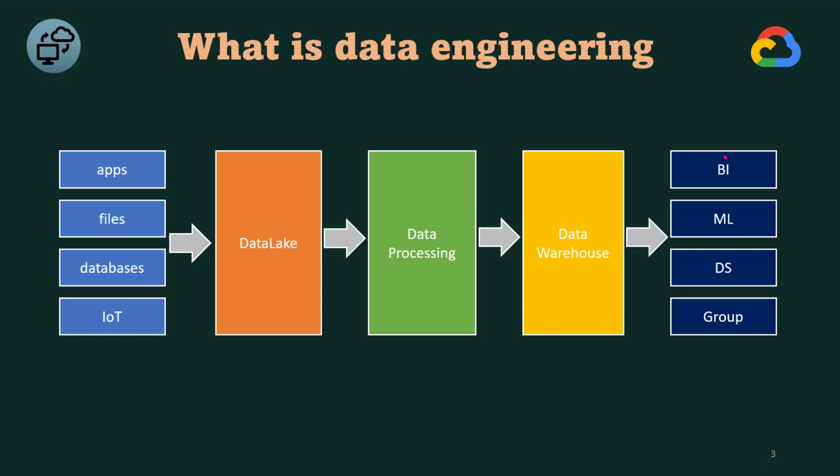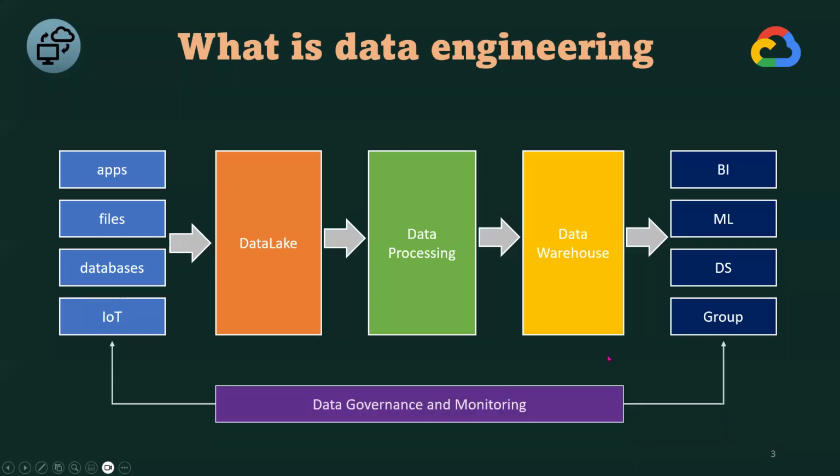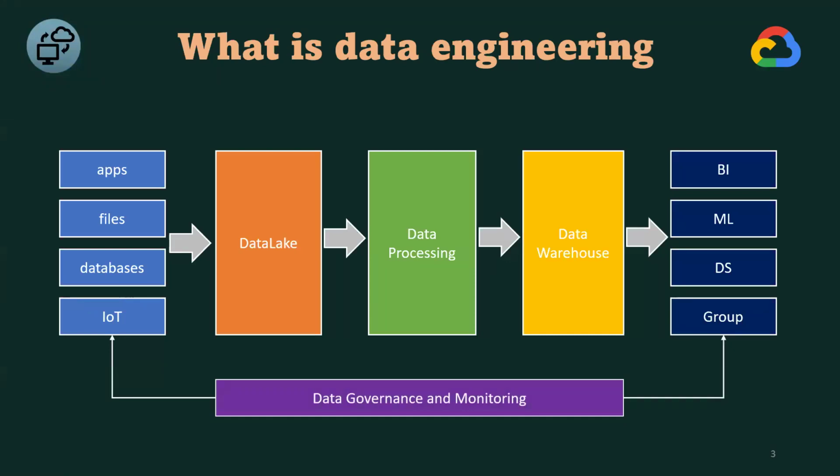Okay, so in data engineering, you are getting the data from multiple data formats, multiple data sources. You are getting the data from some application, some file format, some databases, some IoT devices. You extract the data from these and you send the data to the data lake, and then you do the data processing, and then you do the data warehousing, and you send the data to the BI people or ML people or data scientists or business groups. And one more important aspect is that throughout this platform, throughout this data engineering, we need to make sure that the data is properly accurate and clean.